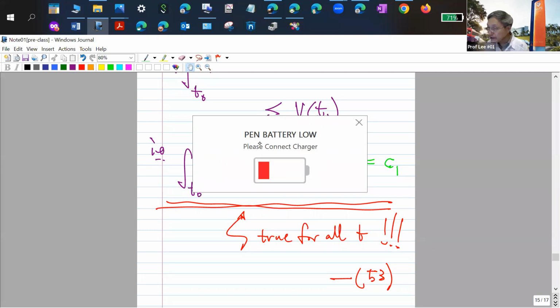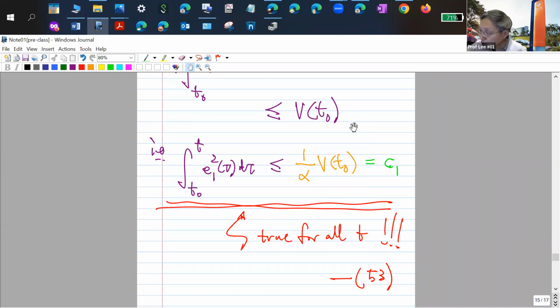Okay, never mind, don't worry. It said my pen power low. I'm very, very well equipped. I will just use another pen. Okay, this is my second pen.